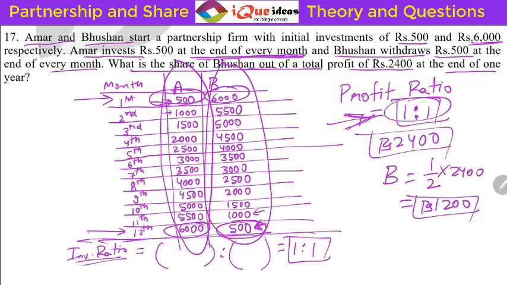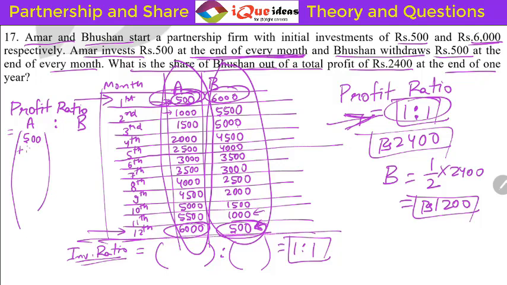Okay, so just to show, I'll write the investment ratio, the profit ratio here. The profit ratio will be calculated. How? Suppose we have to calculate, we say it is A is to B. And for A, 500 into 1 month, then 1000 into also 1 month, then 1500 into also 1 month. So we will take one common and we will simply take addition of all these values, 500 plus 1000 plus 1500 up to what?